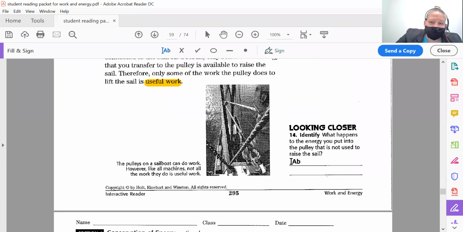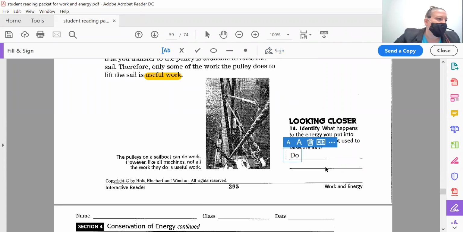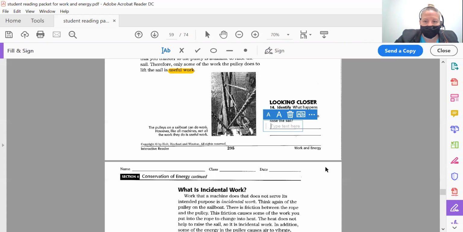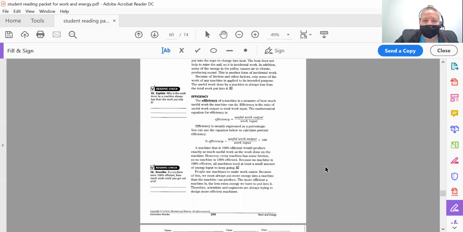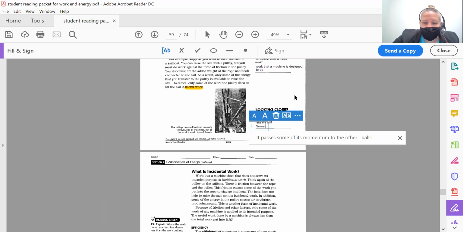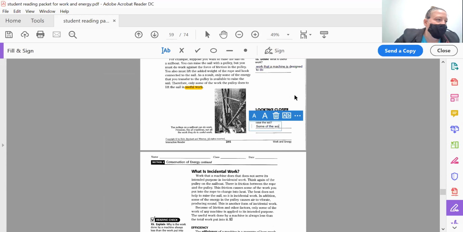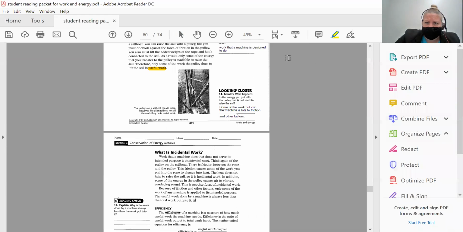Okay, so some of the work put into the machine or the pulley is lost to friction and other factors. So heat and everything else, because the friction and air will all be related. That's where some of the work goes.